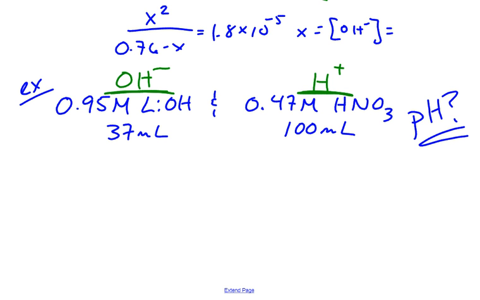So what do I need to find? Moles of H plus and OH minus of each. I compare them, I take the excess, and I use that with the total volume.